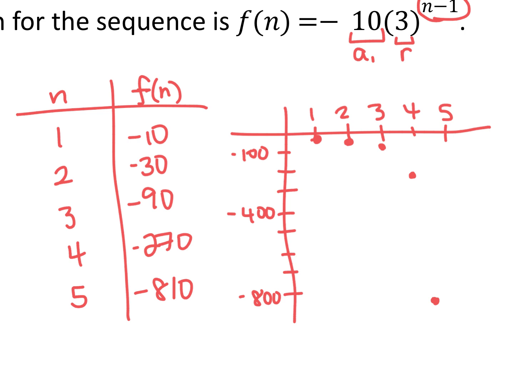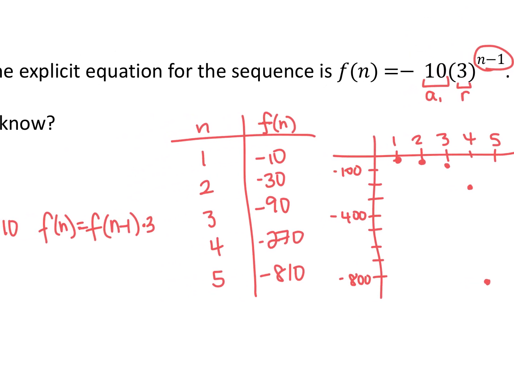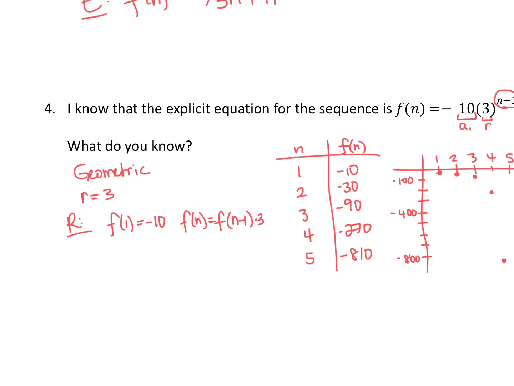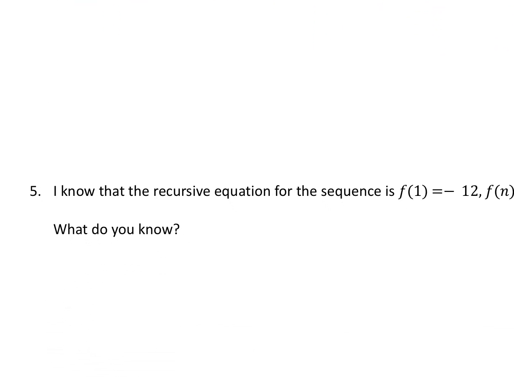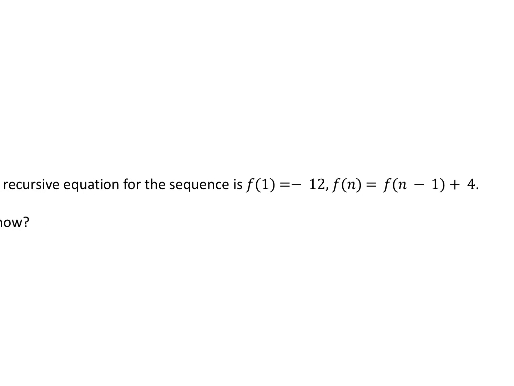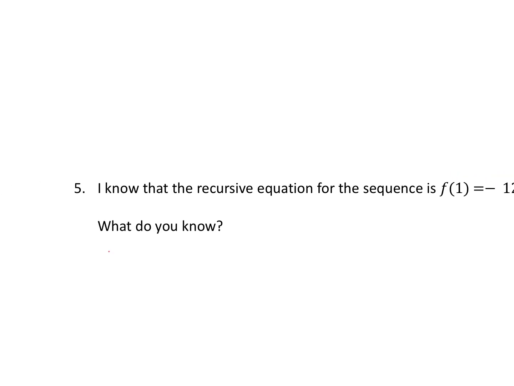All right, let's move on to number 5. Number 5 says, I know that the recursive equation for the sequence is f of 1 equals negative 12, f of n equals f of n minus 1 plus 4. Okay, this right here tells me arithmetic because of that plus 4. So let's write that down. So this is arithmetic. D is 4.